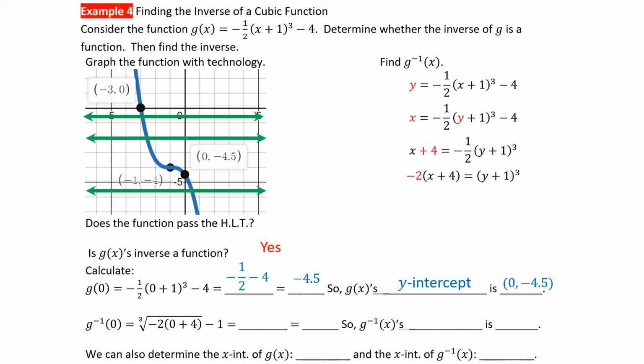We want to undo cubing, so we're going to take the cube root. And finally, we're going to subtract 1 from both sides. So let me just pause for a second to make sure that you can see that.